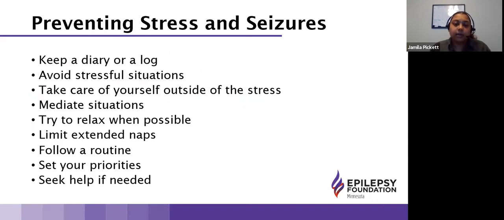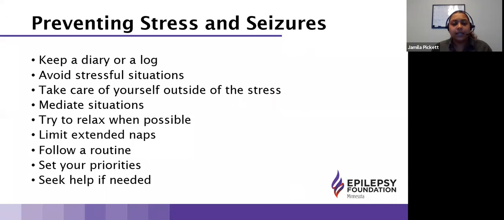Try to relax when possible and limit extended naps. I know that I'm really bad at this. When I lay down, I need to sleep for a long period of time. I totally understand that. But it's good to try to practice keeping your naps at a smaller interval. So 20 or 30-minute naps, not a 4-hour nap. It can make a person feel groggy, and it can also really mess up your sleep cycle and your sleep pattern. So try to make your naps shorter.